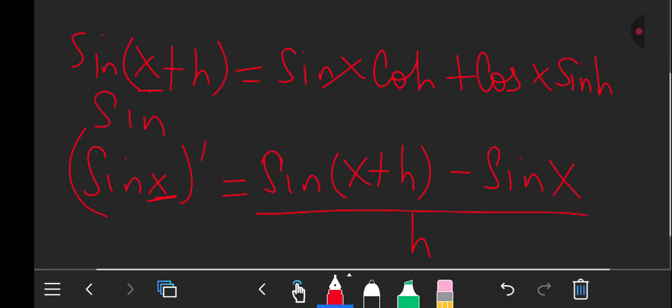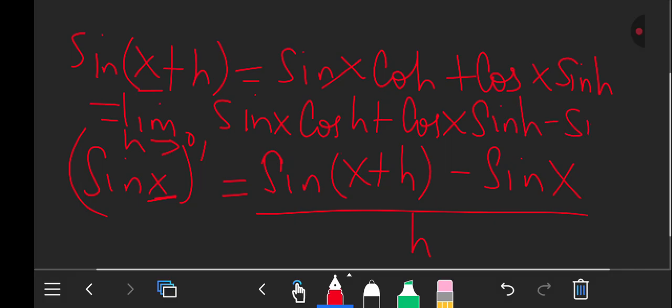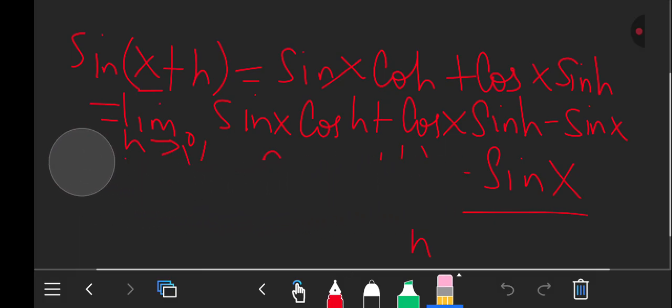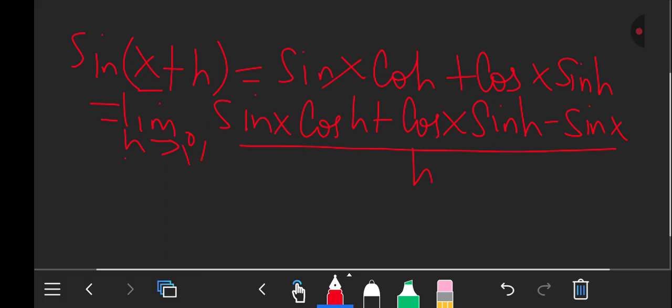So this will be equal to limit as h approaches 0, sine x cos h plus cos x sine h minus sine x, then everything over h. So what I'm going to do here, I can collect the like terms.